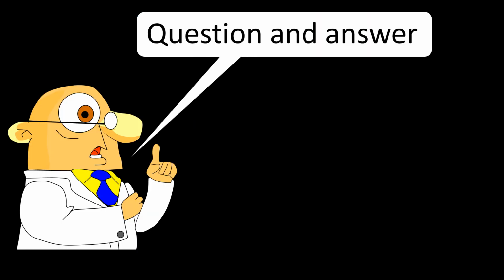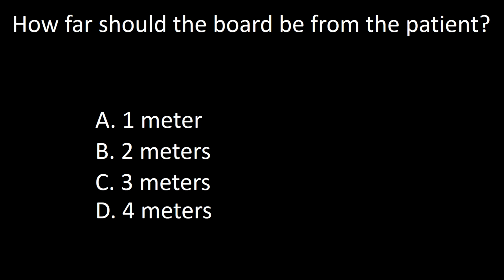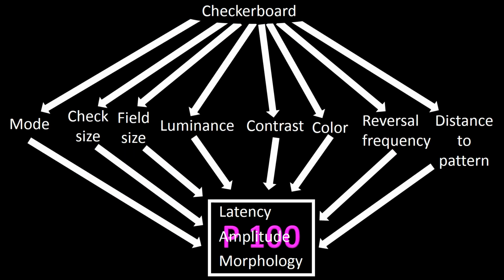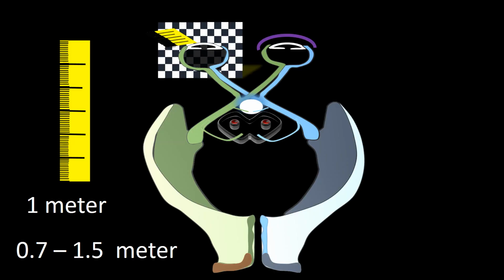At this point, I will start the question and answer section of this talk. The first question is, how far should the board be from the patient? A, 1 meter, B, 2 meters, C, 3 meters, D, 4 meters. This question obviously addresses the issue of distance from the board to the patient's eye. The recommended distance is 1 meter from the eye being tested to the board, but the distance can be adapted taking into account the size of the checks and the size of the checkerboard.